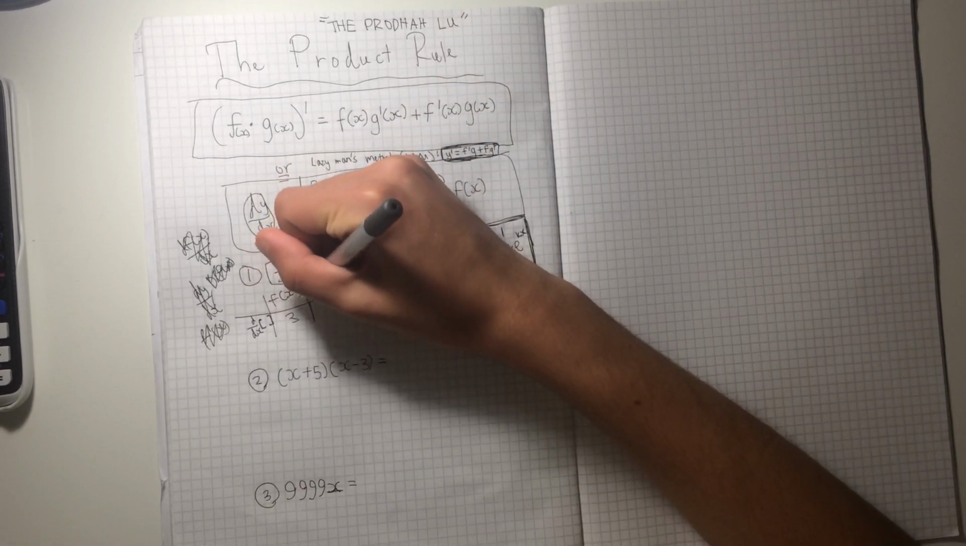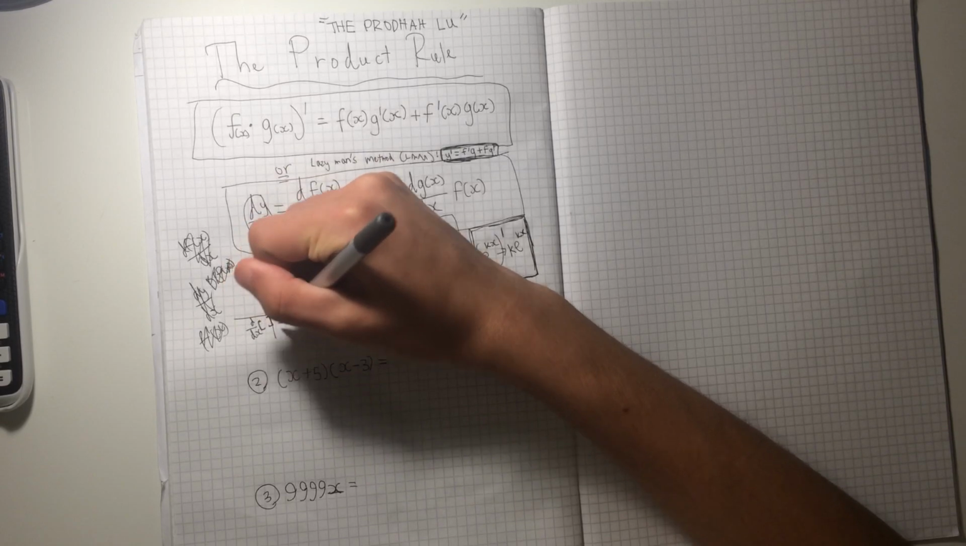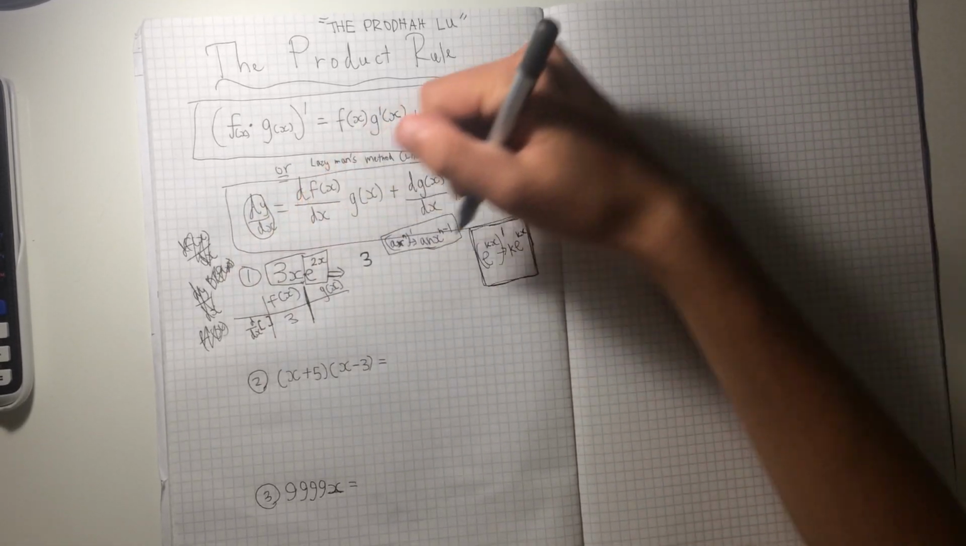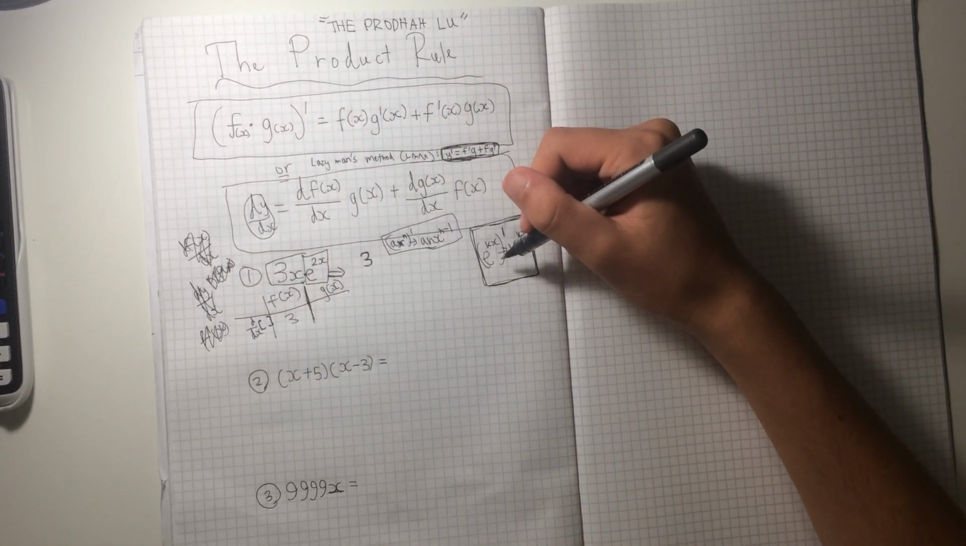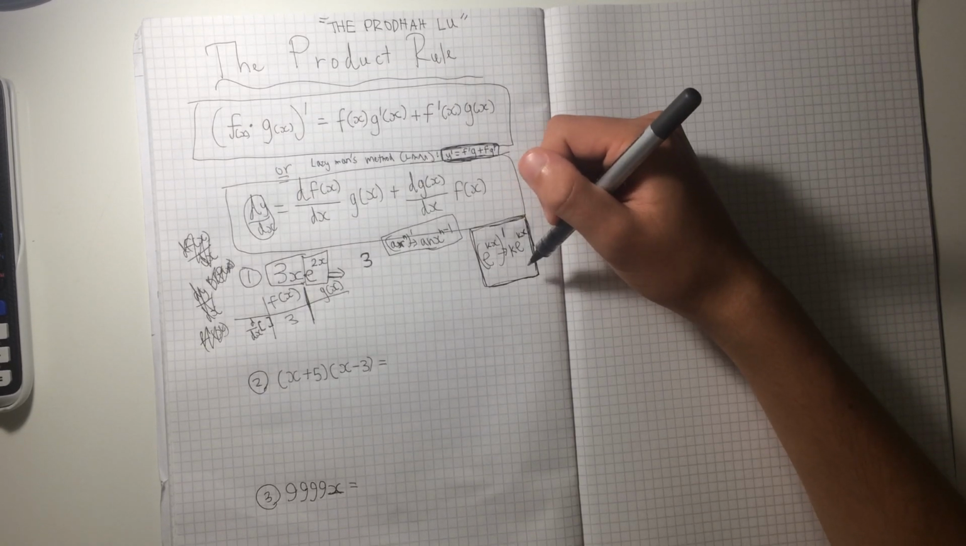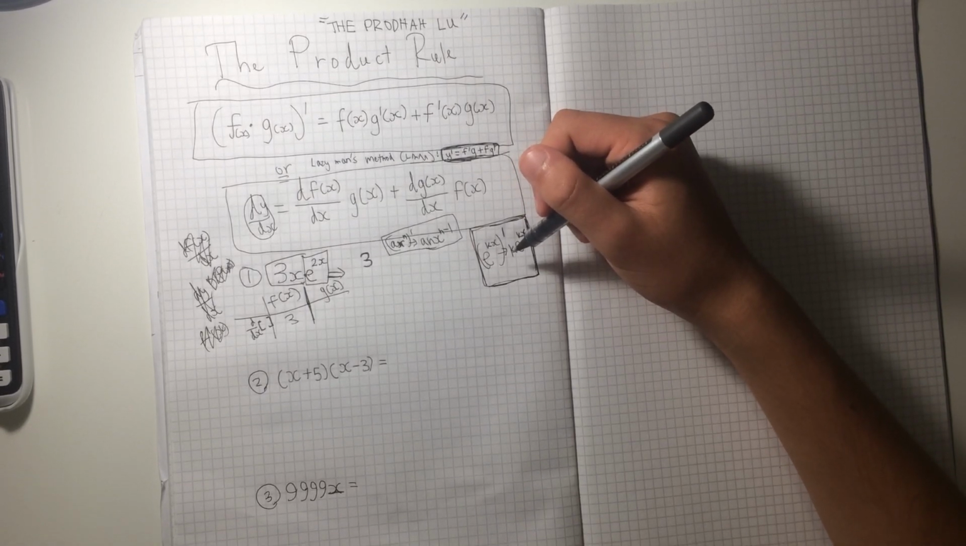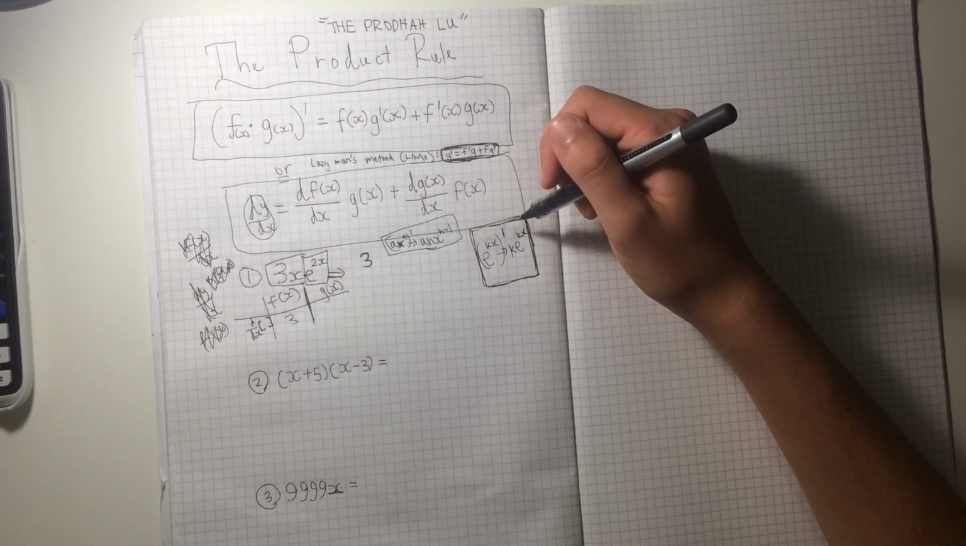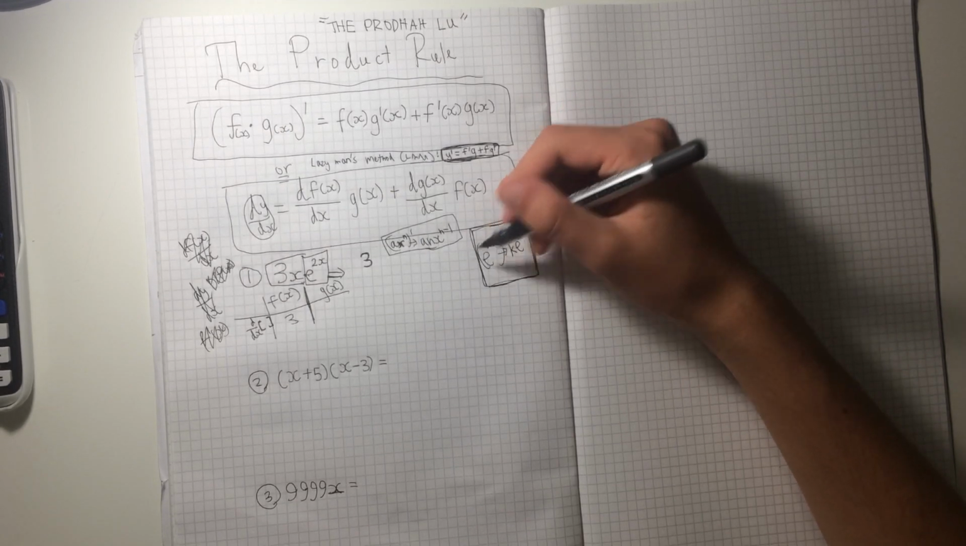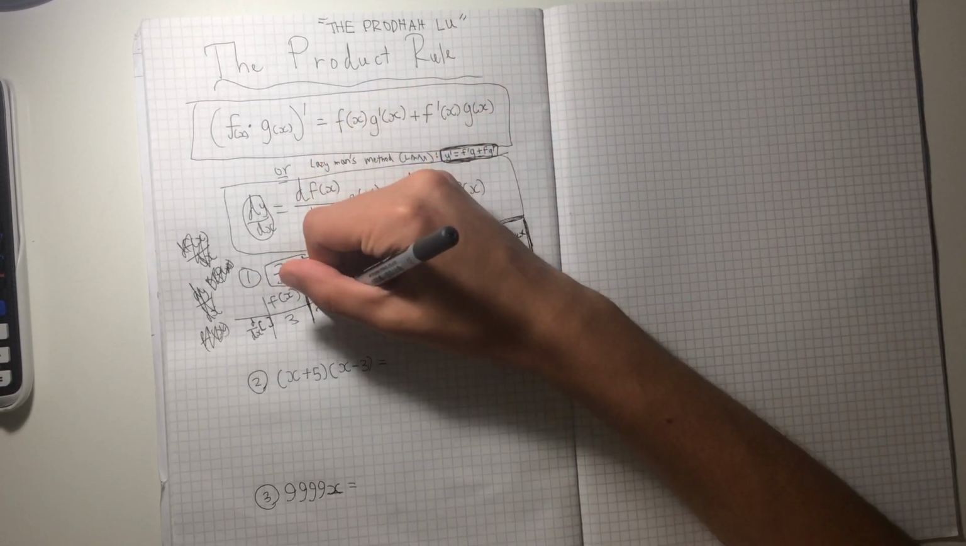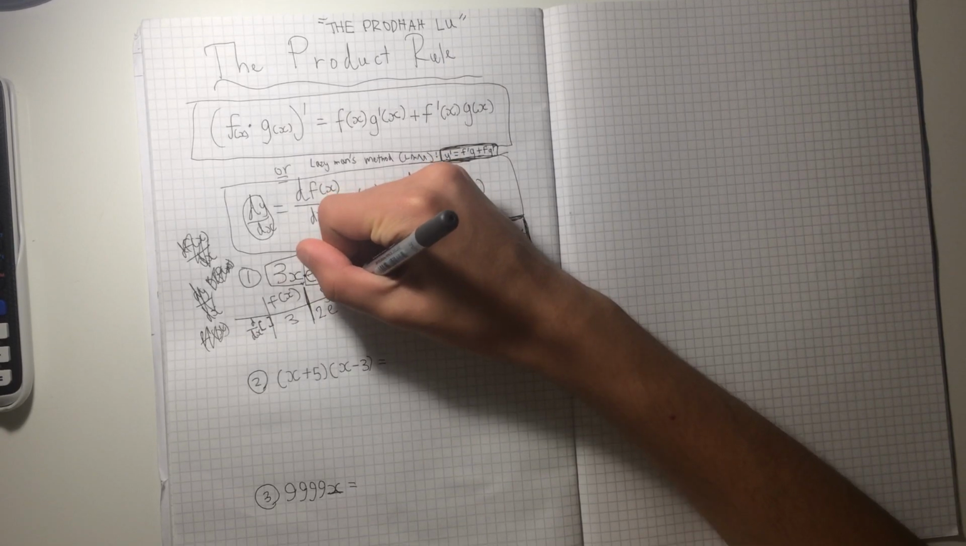So then we have 3 here on the derivative side. And g of x, we said that, well, it doesn't mean anything to you right now, but e to the power of kx differentiates to k times what we started with. So then that means we end up with 2 times e to the 2x.